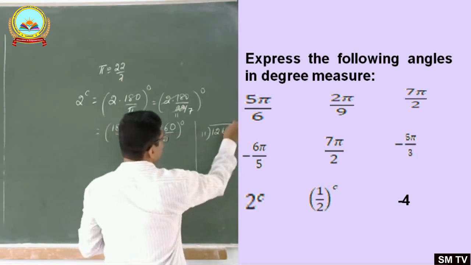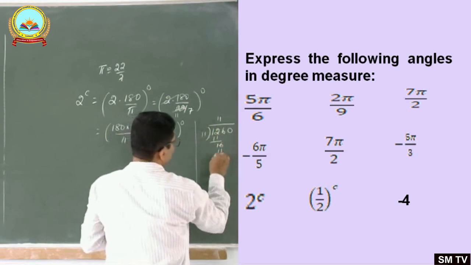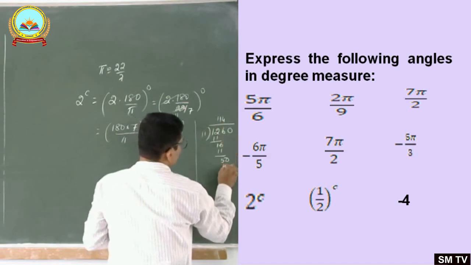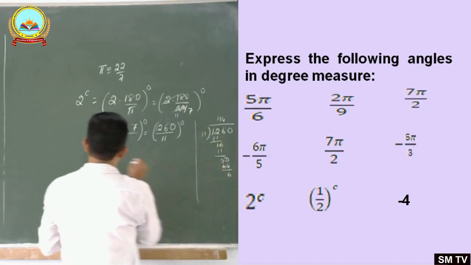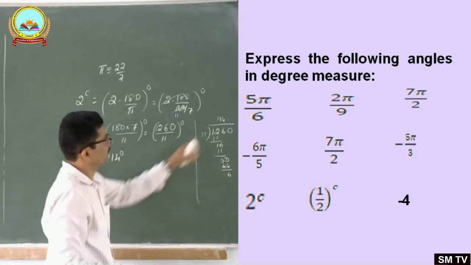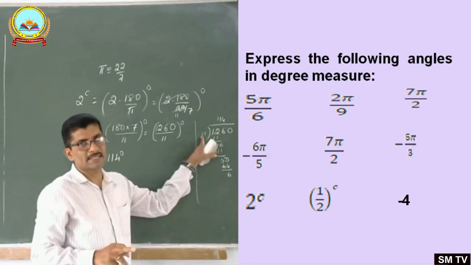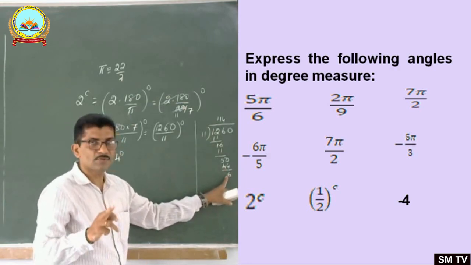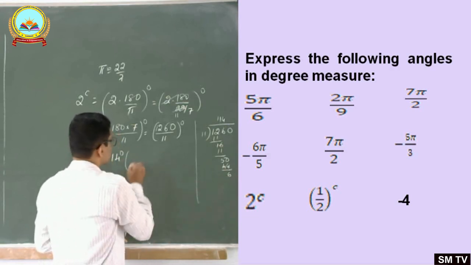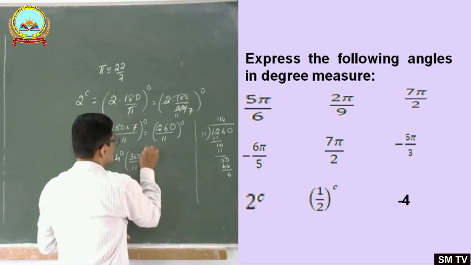1260 is divided by 11. 11 1 is 11, again 11 1 is 11, to get 50, 11 4 is 44, remainder is 6. Therefore the complete degree is 114. 6 divided by 11 is a fraction of a degree. A fraction of a degree is converted into minutes, therefore this 6 is multiplied by 60. 6 into 60 means 360 divided by 11 minutes.